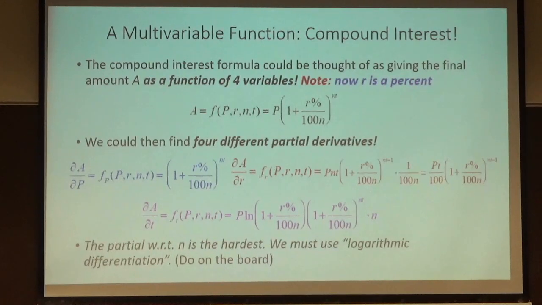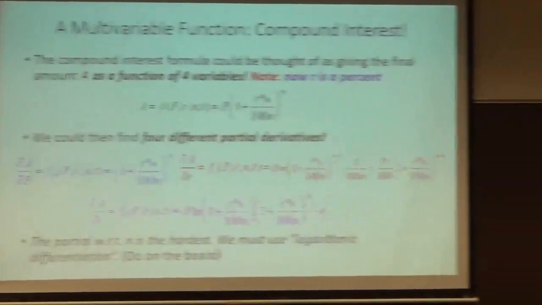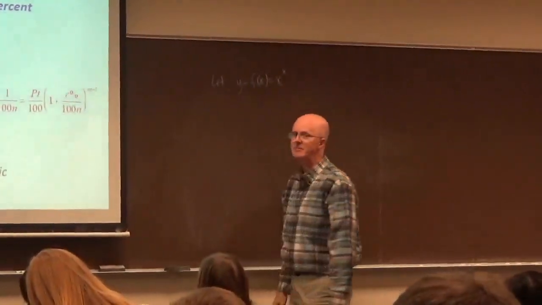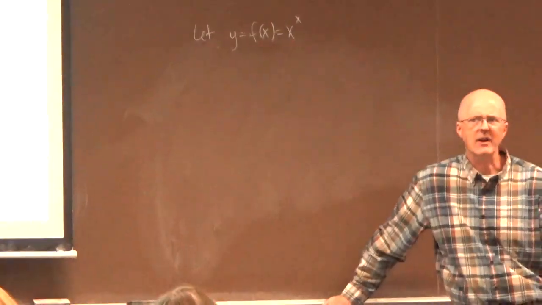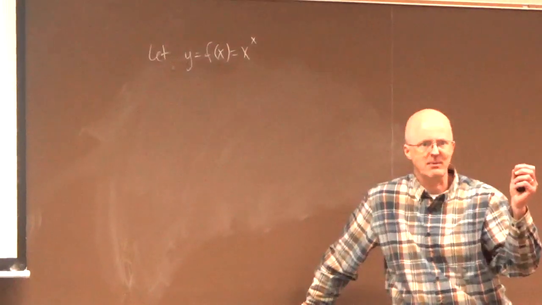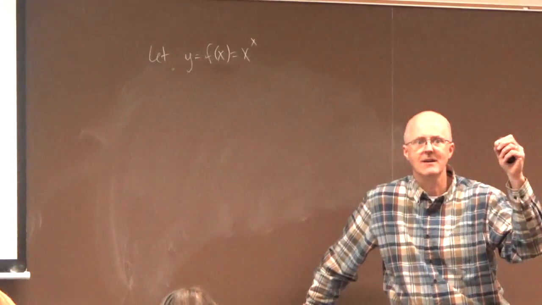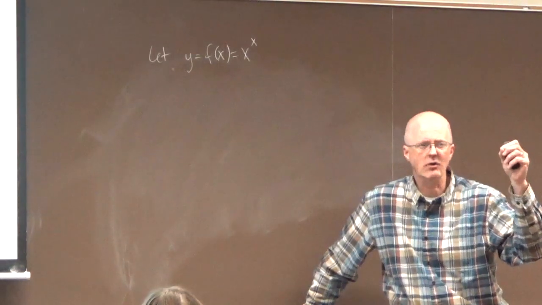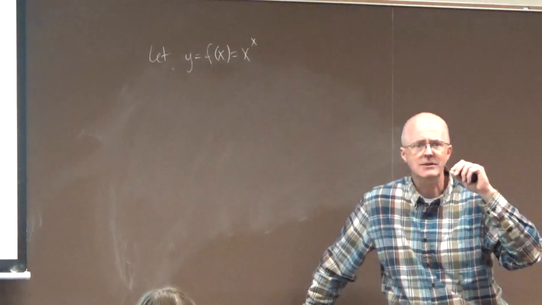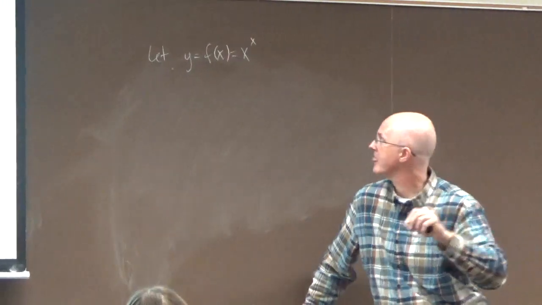Before we do this, let's do a simpler example. Let y equal f of x equal x to the x. This is a simpler example of a weird kind of function where the variable is both in the base and the exponent. How do you take the derivative of something like that? That's this technique of logarithmic differentiation. You take the log of both sides first before differentiating.